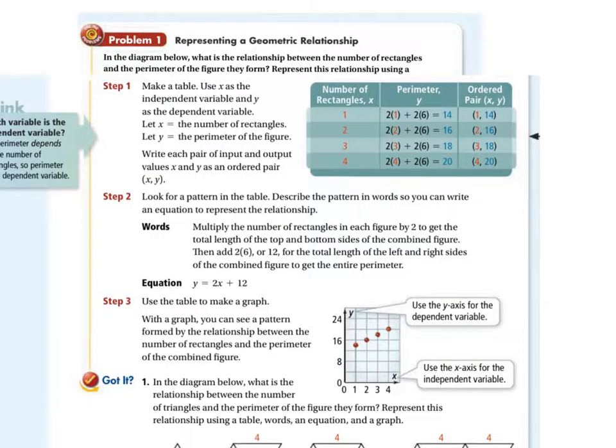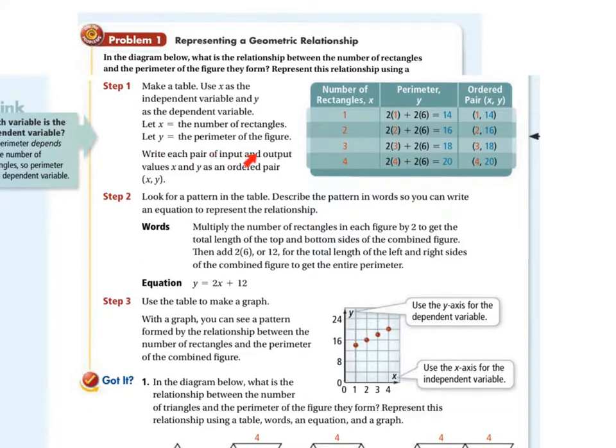The way to solve here, we start out by making a table. It's a good place to start. Use x again as the independent variable. That's the inputs. And y is the dependent variable. That's our outputs. Also stated right here, x is the number of rectangles. y is the perimeter of the figure.